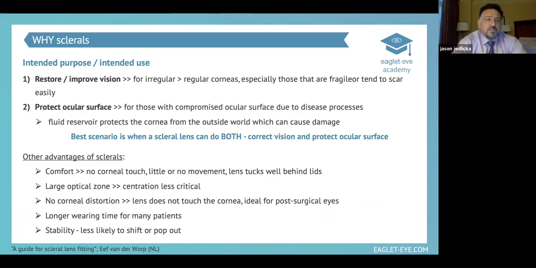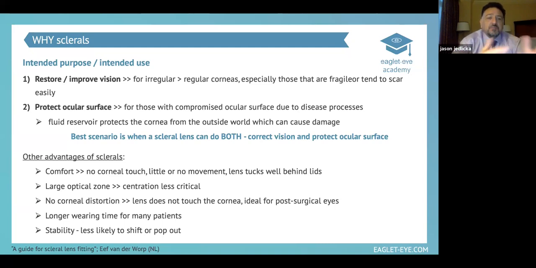The other intended purpose of a scleral can be to shelter an eye that's compromised. So our patients with ocular surface disease, where they have a hard time opening their eyes, are so sensitive to light and so uncomfortable all the time due to their disease process, that a scleral lens can shelter that eye and allow the cornea to be protected from the outside world that's damaging it.